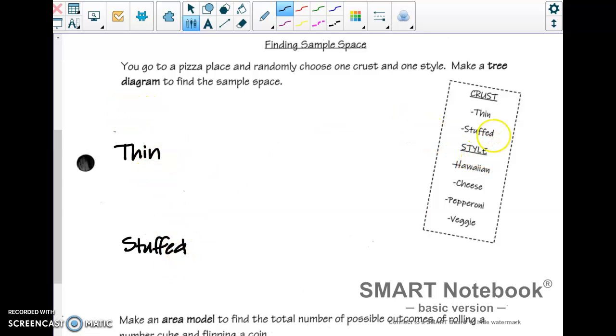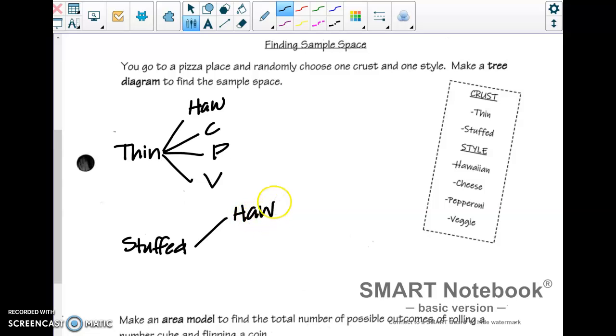Then from there, each crust you can choose Hawaiian, cheese, pepperoni, or veggie. So each option has to have 4 branches coming from it for Hawaiian, cheese, pepperoni, veggie. So if you get thin crust, you could get Hawaiian, thin crust cheese, thin crust pepperoni, thin crust veggie. So there's 4 different types of pizzas that could be created with that thin crust. Same with stuffed crust. If you choose the stuffed crust, you could then choose Hawaiian as your topping, or cheese only, or pepperoni, or veggie.